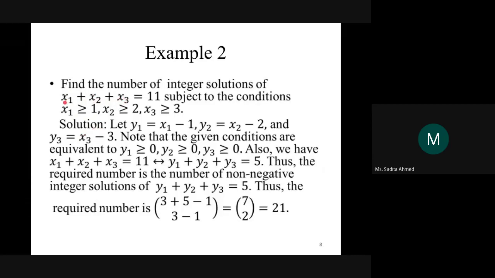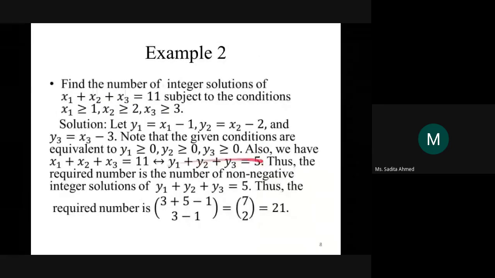So what do you get? y1 plus 1 plus y2 plus 2 plus y3 plus 3 is equal to 11. That is y1 plus y2 plus y3 plus what? 1 plus 2 plus 3 is equal to 11. 1 plus 2 plus 3 is what? 6. So y1 plus y2 plus y3 plus 6 equals 11, which gives you y1 plus y2 plus y3 is equal to 11 minus 6, which is 5.